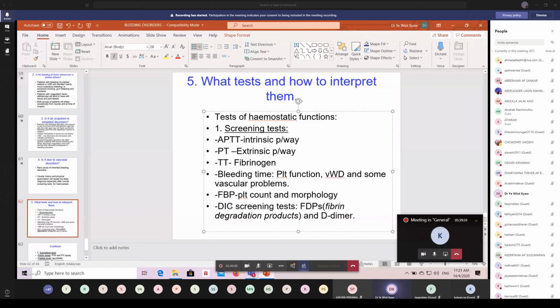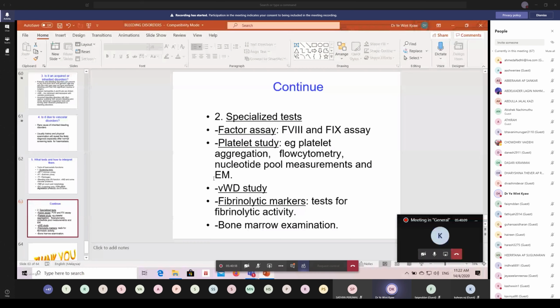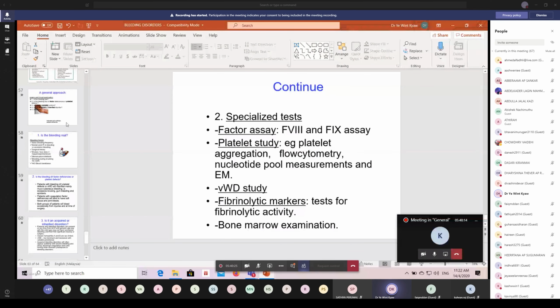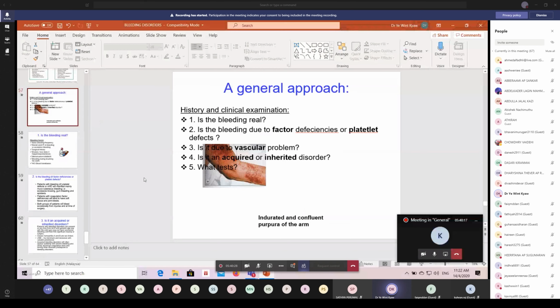I will teach this one now, especially platelet, which is quite easy. This approach is just for knowledge. For platelet and coagulation disorders, the important ones in clinic are ITP, hemophilia, and von Willebrand disease. These are quite common in clinic. But most important is ITP. ITP is very common in clinic. Hemophilia is also quite common. These two are most important.